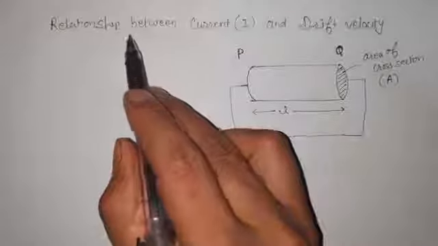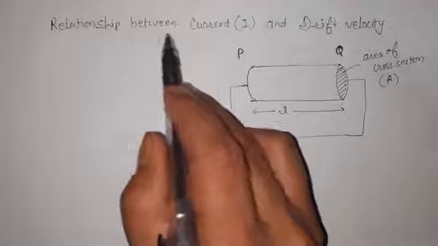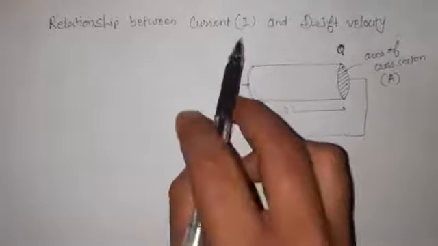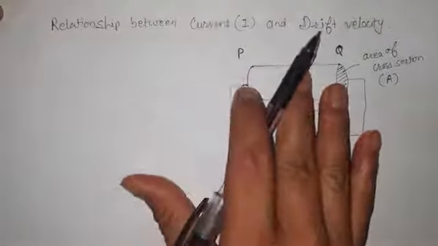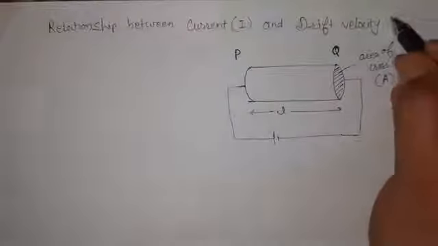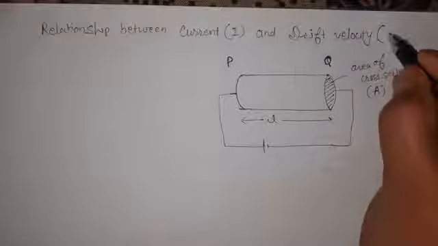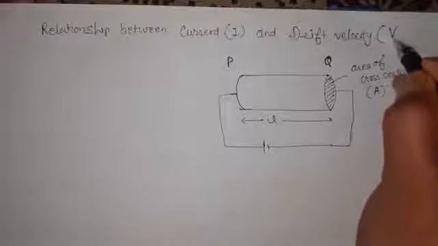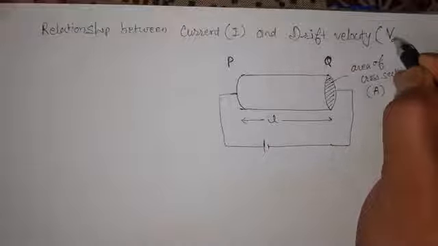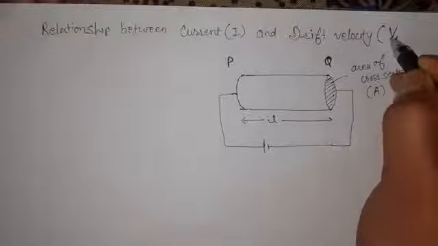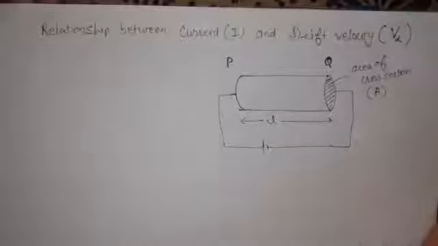In today's video, we are going to learn about the relationship between current and drift velocity. This drift velocity is written as V, subscript D. D for drift and V for velocity. So it is drift velocity.